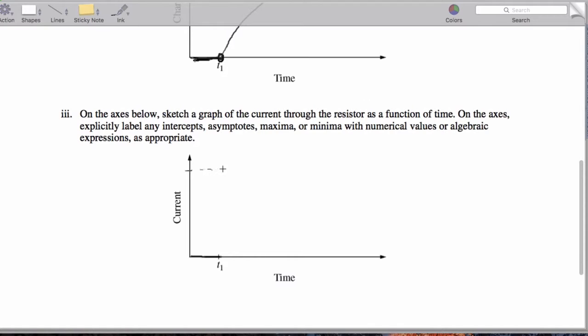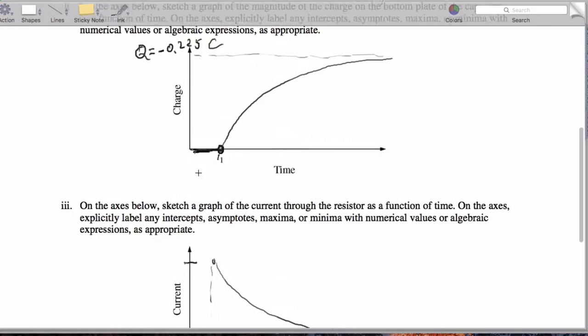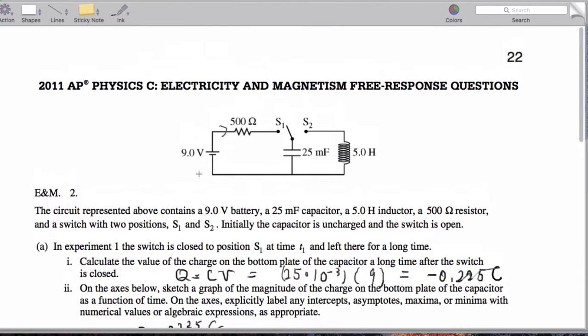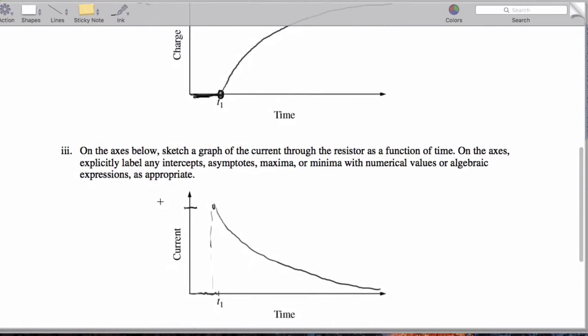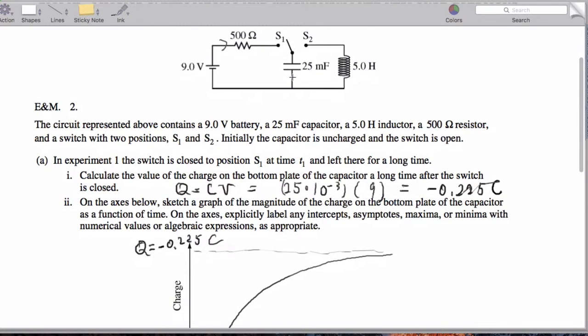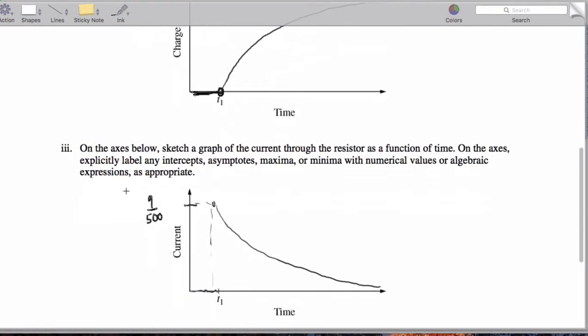Now the current through the resistor as a function of time, again, it's going to be 0 at first, and what we'll notice is the current there is going to basically start off like this and then decay as a function of time, where this initial value is going to be 9 volts over 500 ohms, because you start off with all of your current going through the resistor, because at time equals 0, the capacitor acts like a wire.